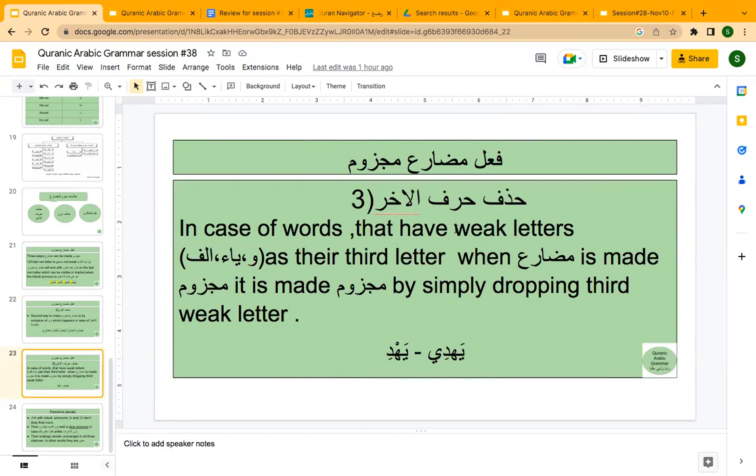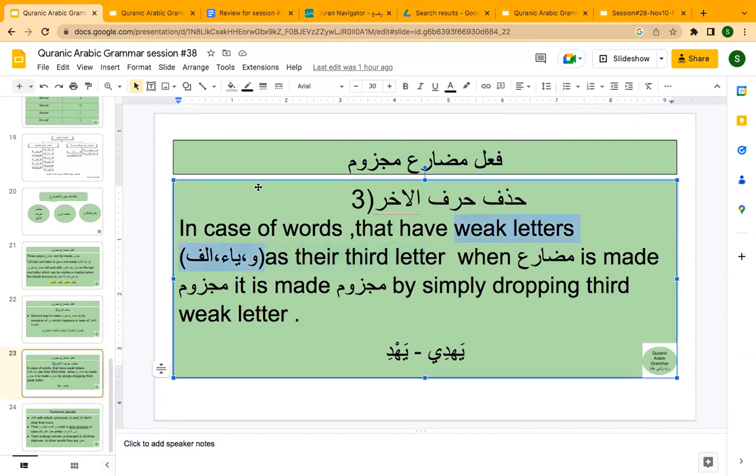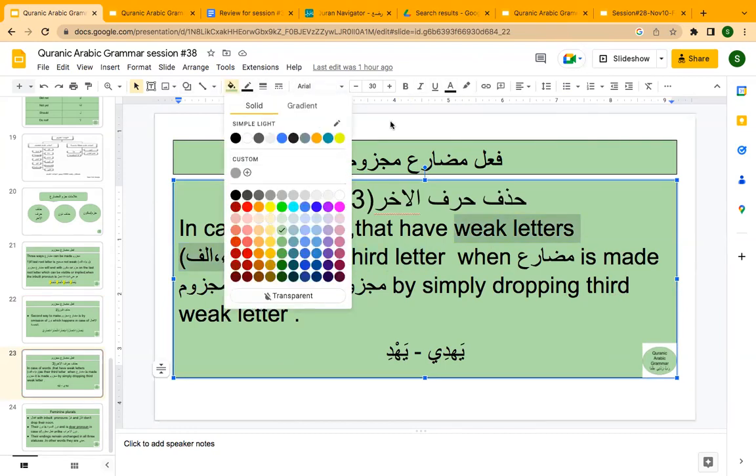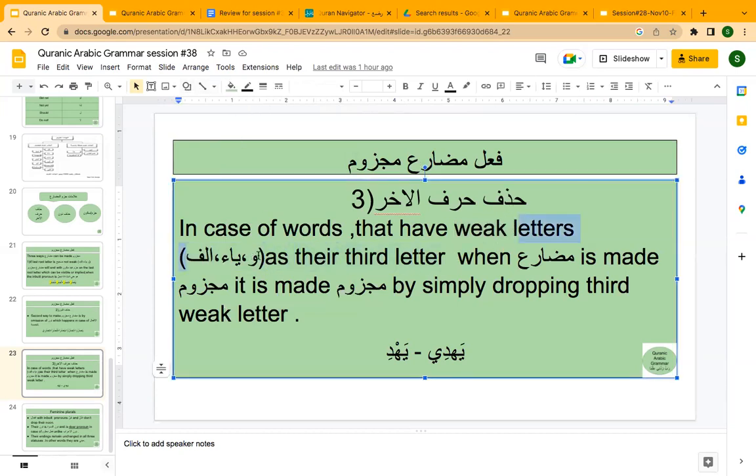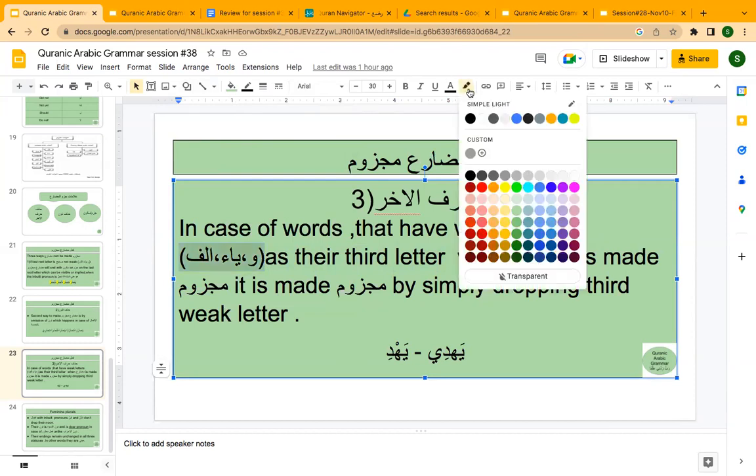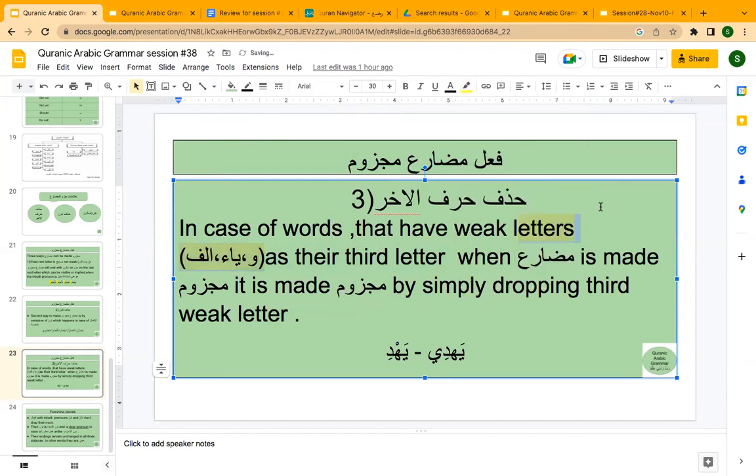This is something I'm going to highlight because I'm going to ask you in our next session. I need to make sure that you not just learn grammar, because this is relevant to whatever you are doing with Quran. It is going to be very important for you to know what the weak letters are. Your weak letters are Waw, Ya, and Alif. In case your word is like Yahdi, is it mudari or no?